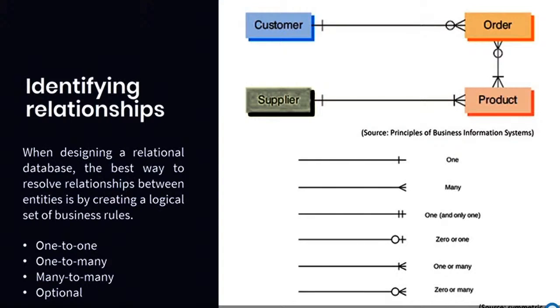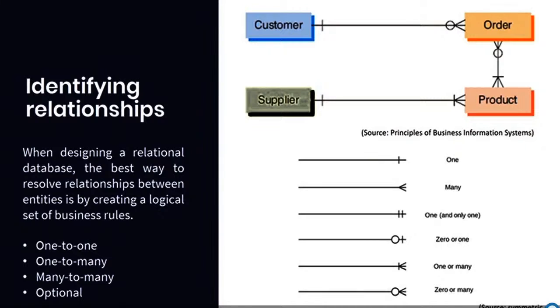So when we identify relationships, essentially, when we're designing a relational database, the best way to resolve a relationship is to create a logical set of business rules, or enterprise rules as we call them as well. A simple example of an enterprise rule is: a customer can have many orders, or an order can consist of multiple products, right? Essentially we're stating this logical sentence, and now we're saying this is the relationship between these two entities.